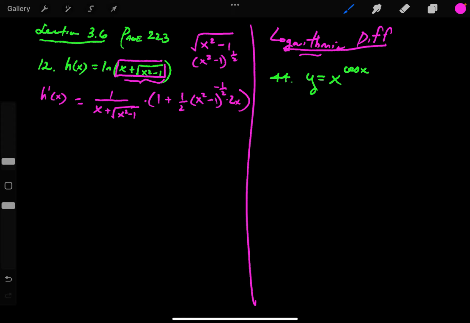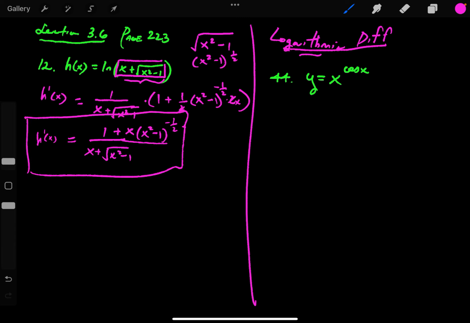And now these twos cancel, just do a little bit of simplification, and I have h prime of x as this. There might be some nice algebra that I could do, but we could leave it like this. That's h prime of x.